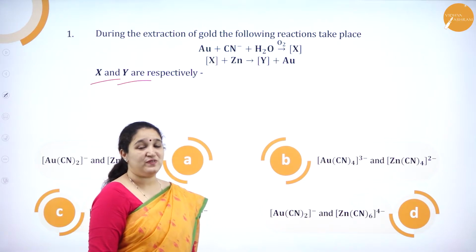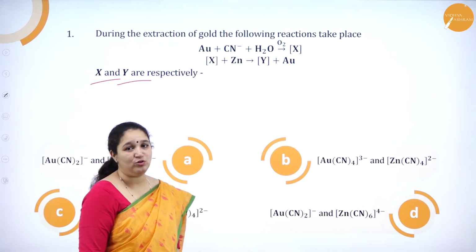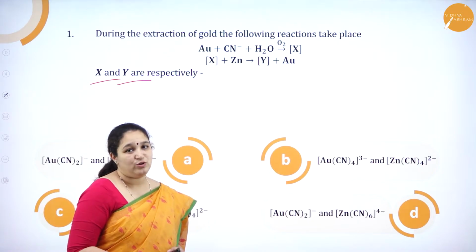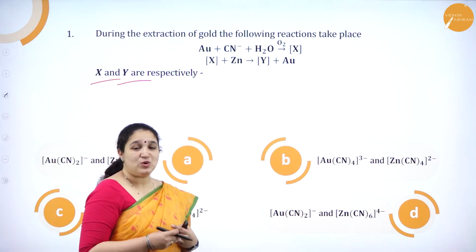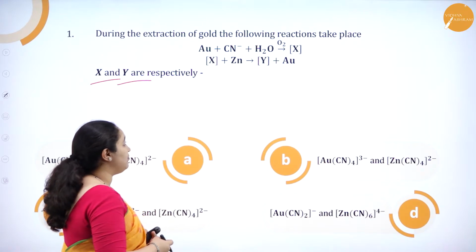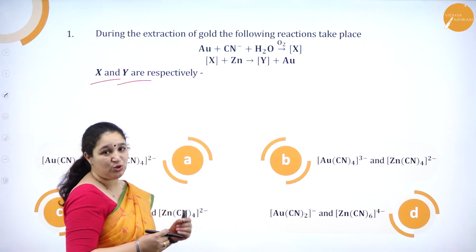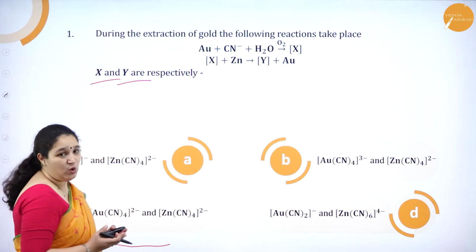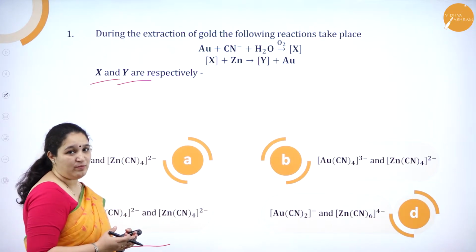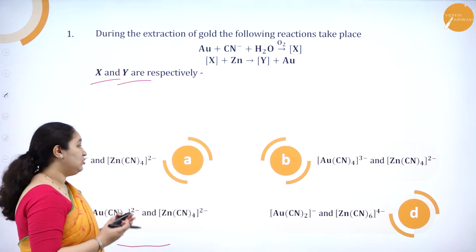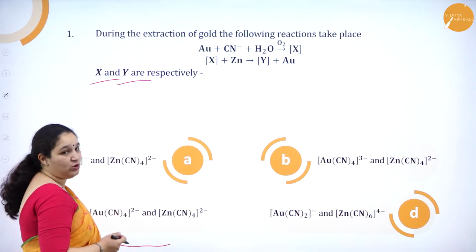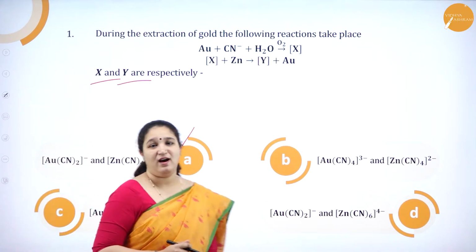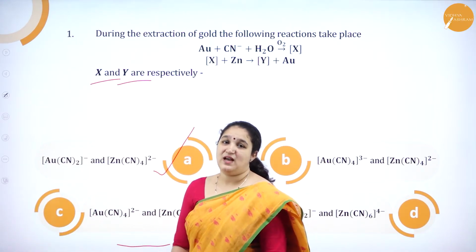This is a reaction which we need to know under hydrometallurgy, extraction of gold using the hydrometallurgy method. So in this, X formed is AuCN2 minus, and the zinc will displace gold and form a complex with cyanide ion to form ZnCN4 2 minus. So option A is the correct answer. Next question.